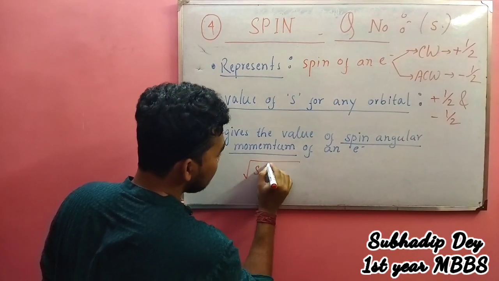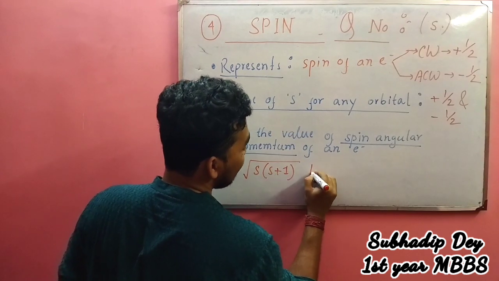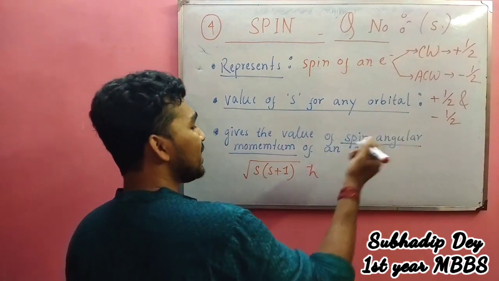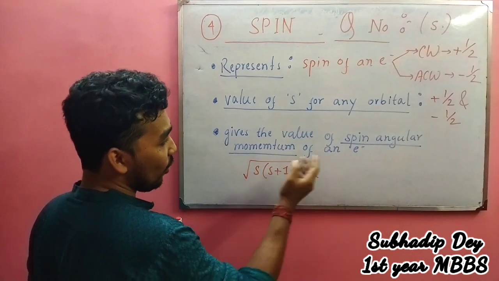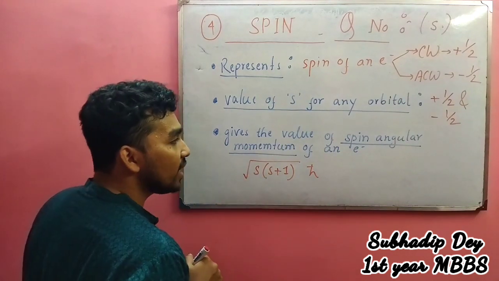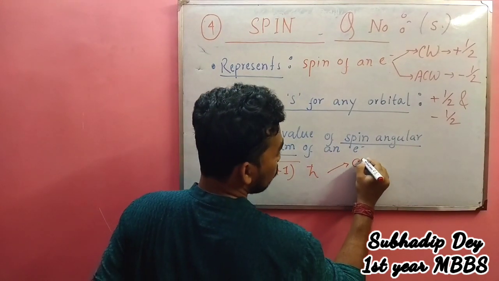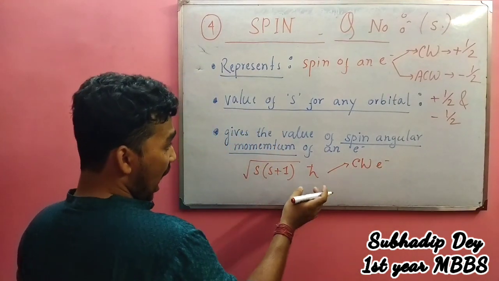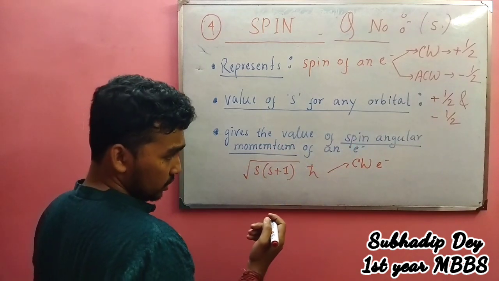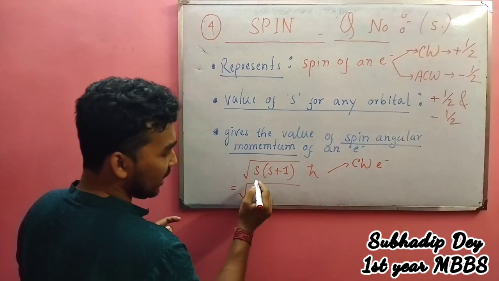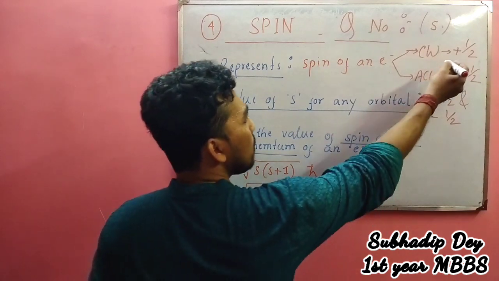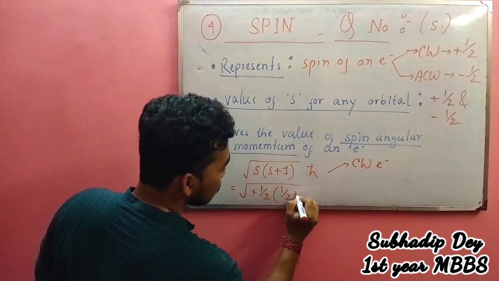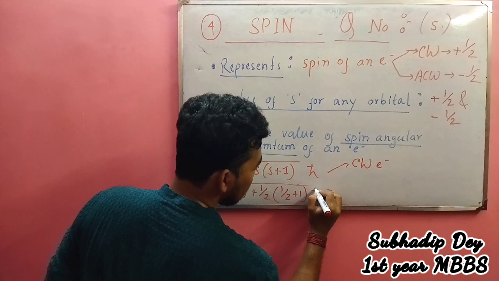रूट ओवर S into S plus 1 H hash. The formula is just similar to that of orbital angular momentum. वहां पर बस L था और यहां पर S है. तो अगर कोई तुम्हें पूछे कि भाई कोई इलेक्ट्रॉन अगर क्लॉकवाइज डायरेक्शन में मूव कर रहा है, क्लॉकवाइज स्पिन है, तो उसका स्पिन एंगुलर मोमेंटम क्या होगा? सो टेल मी. द वैल्यू विल बी रूट ओवर एस का वैल्यू क्या होगा फॉर क्लॉकवाइज डायरेक्शन? प्लस हाफ. सो द वैल्यू विल बी प्लस हाफ, हाफ प्लस 1 H hash. This will be the value.